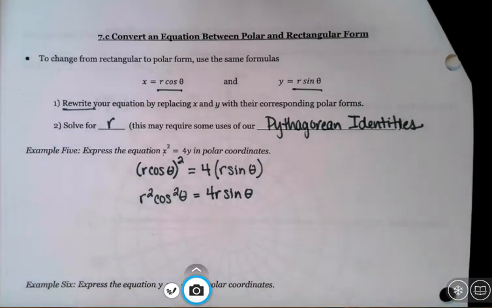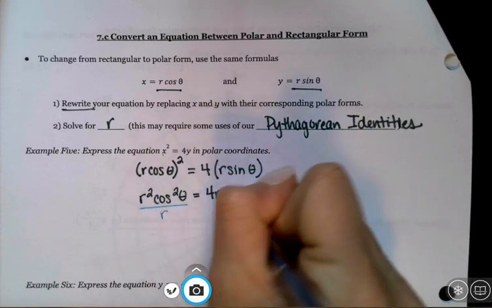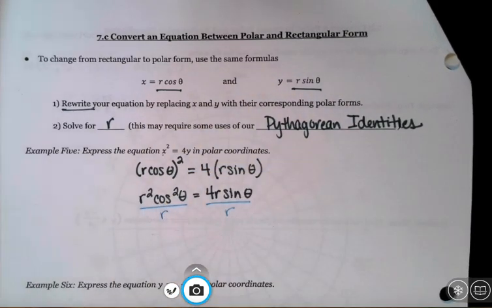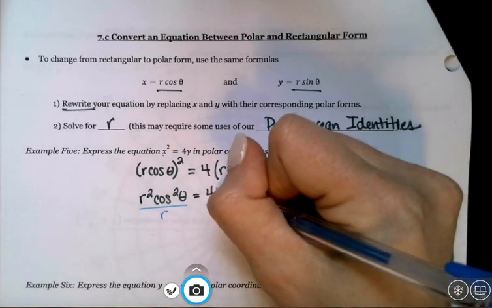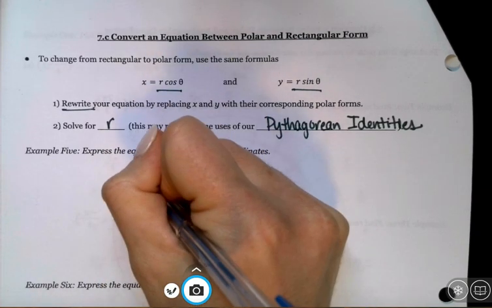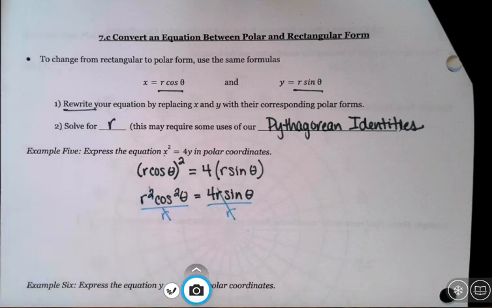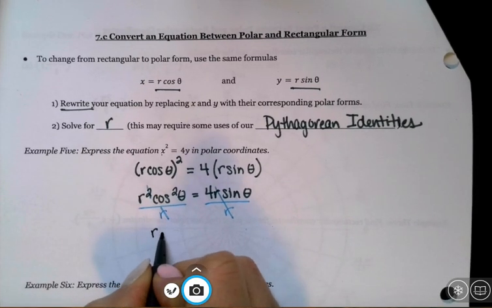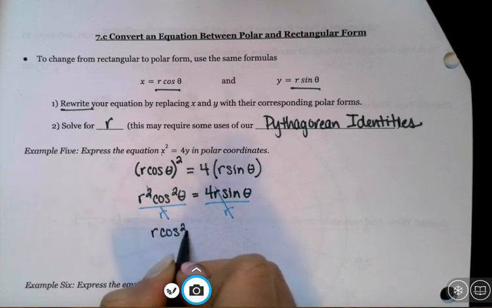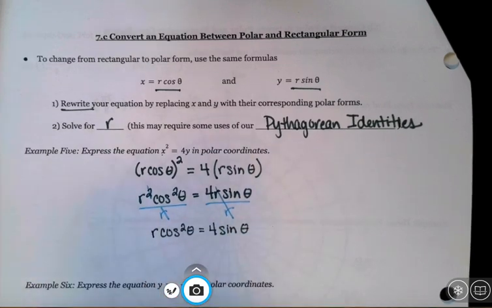So we're going to divide this by r and divide this by r. What's going to happen is my r's on the right are going to cancel. And then on the left, since I had r squared, I'm going to cancel out one of those with the 1 in my denominator, so I do have 1 r left over. So I have r cosine squared theta equals 4 sine of theta.